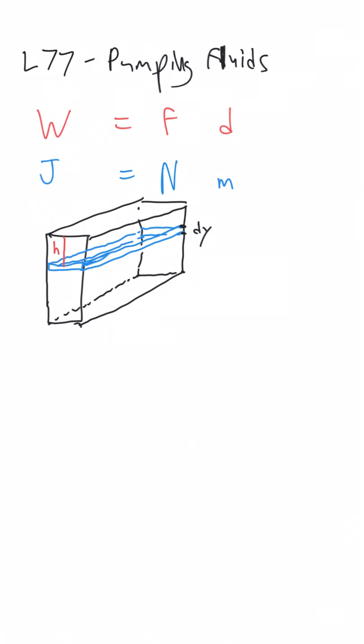So let's assume our tank is 6 meters tall. That's not just the water, it's the actual tank. And it's 10 meters long and 4 meters wide. The volume of the tank is 240 cubic meters. Now let's assume the tank is full of water. The water goes right up to the top. So there's 240 cubic meters of water in this tank. The question is, how much work does it take to pump all the water up out of the tank?